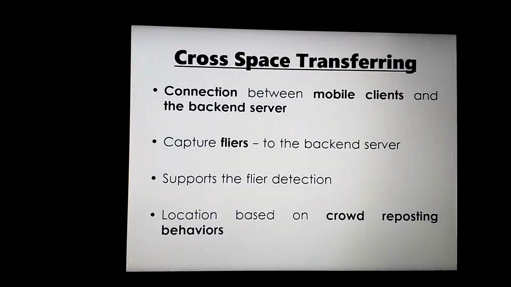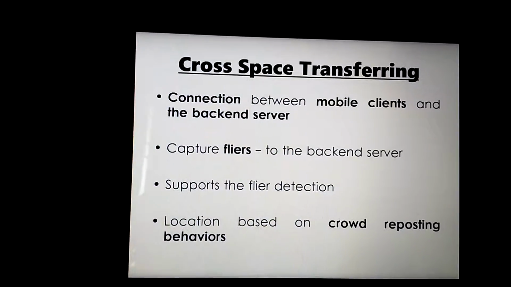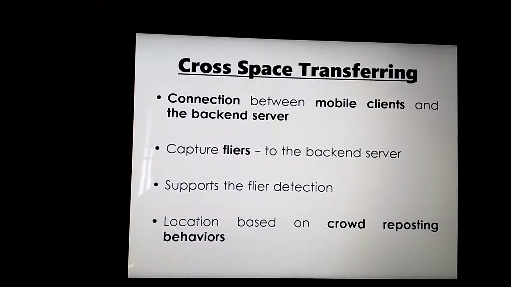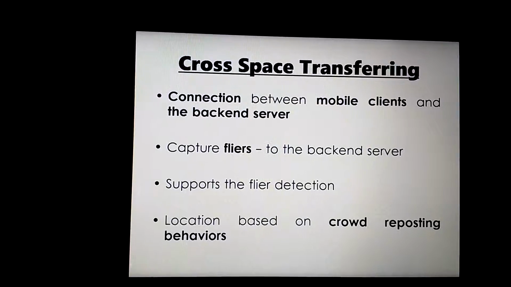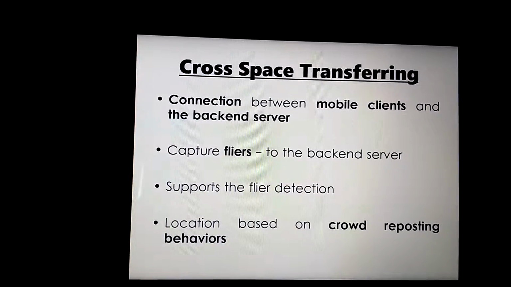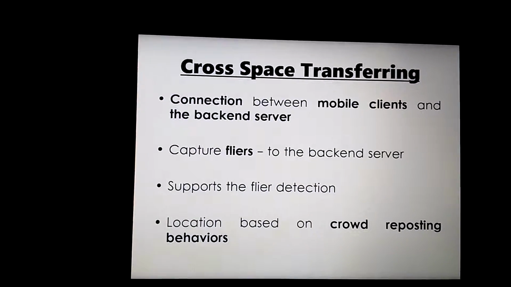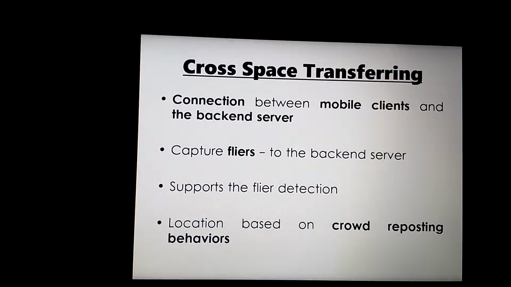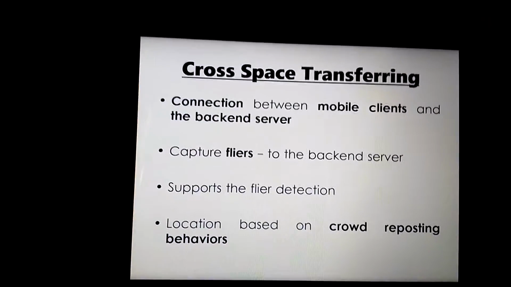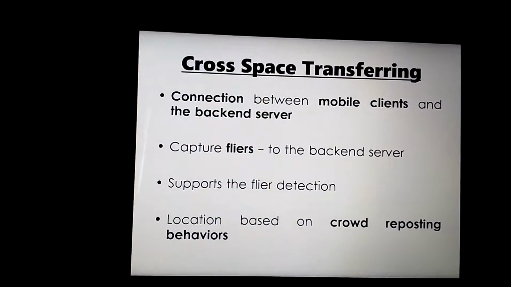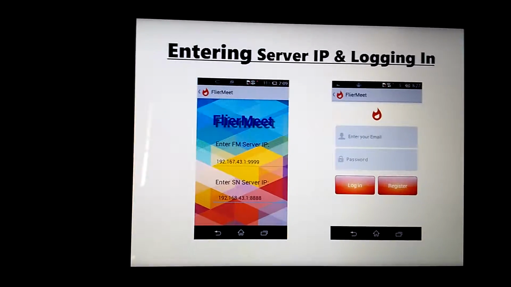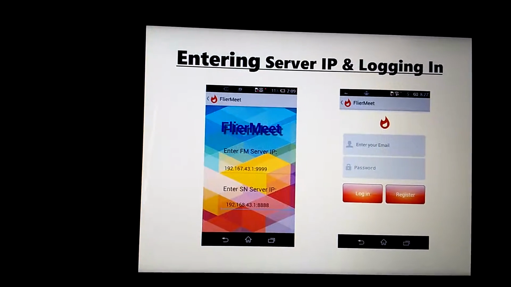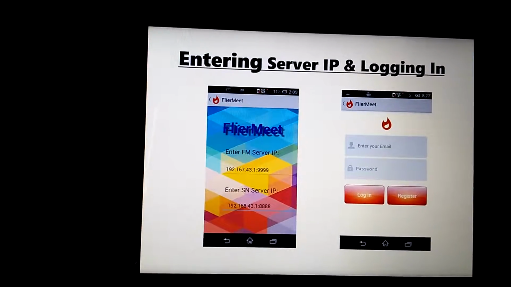The first module in our project is cross-space transferring. This module only concerns the mobile client being connected to the backend server and capturing the file, and the flyer is also detected by GPS location. Location-based crowd reposting behavior is seen in this module. This is a screenshot of the application on a mobile phone.